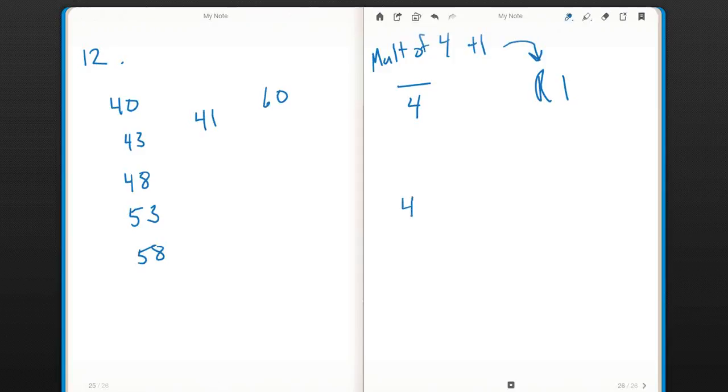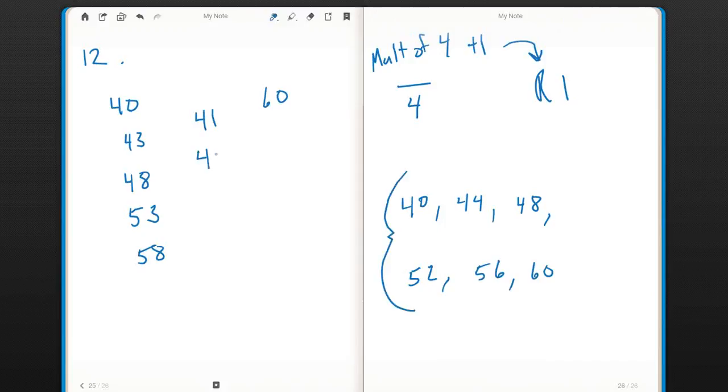Maybe I should make a list of multiples to keep it straight. There's 40, 44, and 48. It was easy to count by 5s, a little harder to count by 4s. 52, and 56, and 60. So if these are my multiples of 4, and I want to have a remainder of 1, then it could be 41, 45, 49, 53, 57.